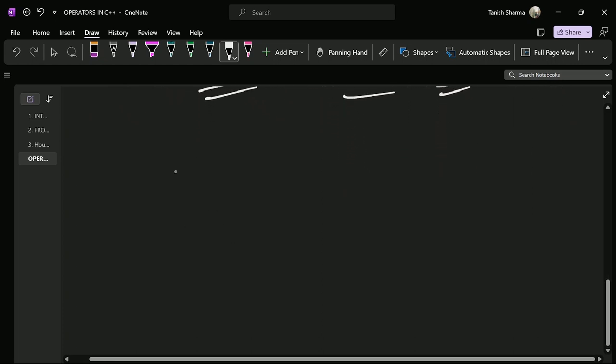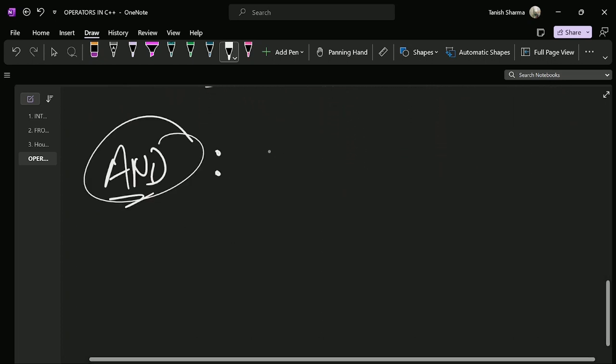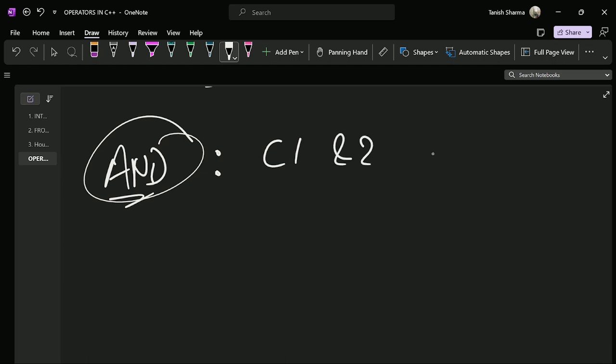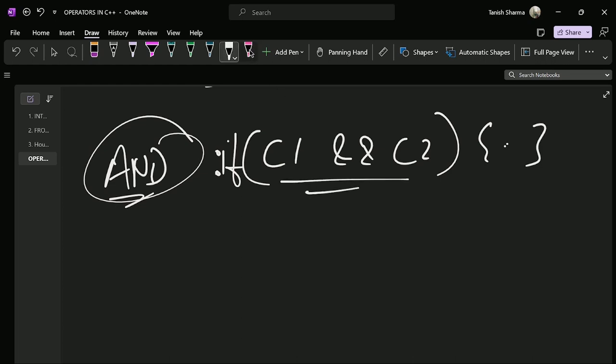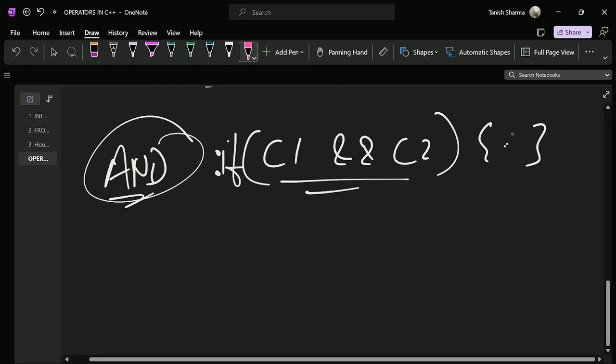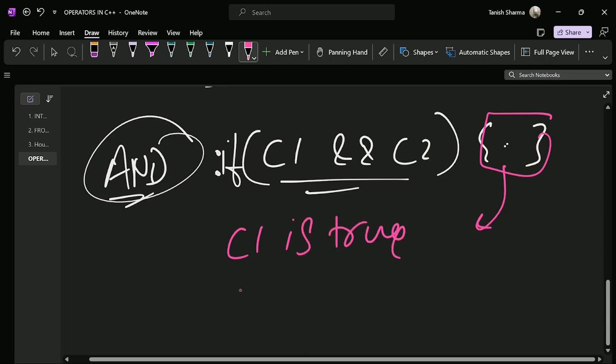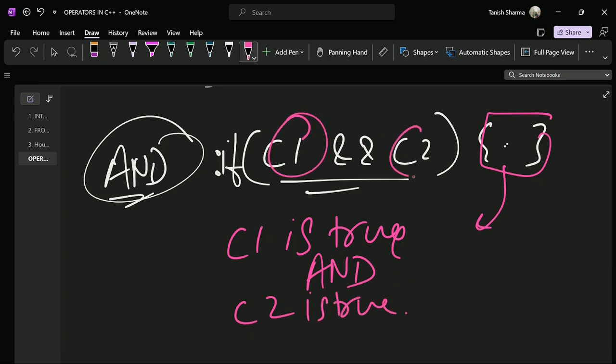Let's talk about the AND operator first. This means that, let's say, I have defined some condition, that is condition C1, and I AND it with condition C2. Okay. So this block will only be executed only and only if C1 is true and C2 is true. That means if both the conditions, that is C1 and C2, become true, only then this block will be executed.